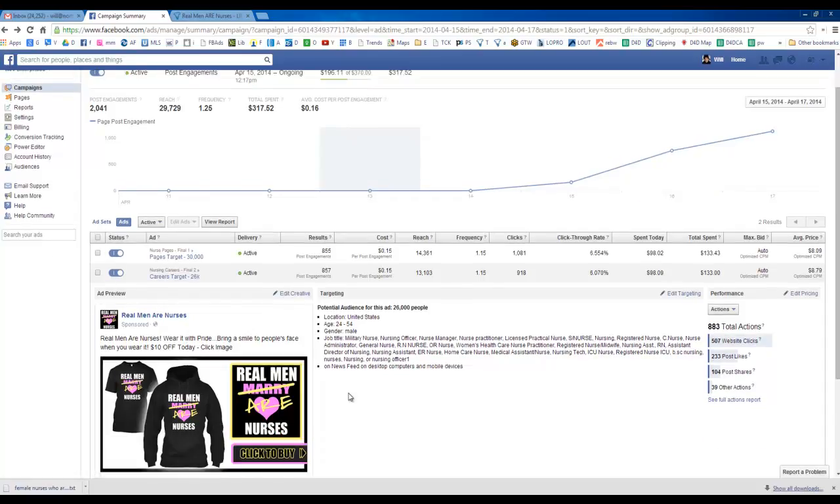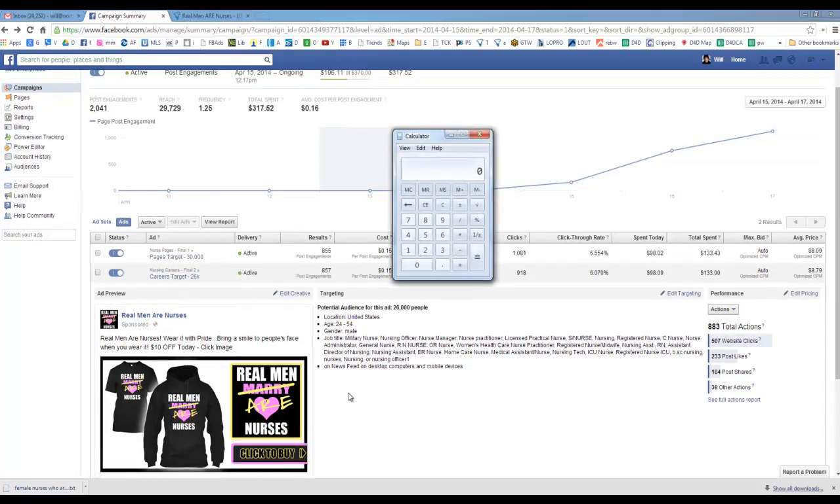But as usual, I just want to check in and see where we are on cost per click. So here on this ad, $133 spent divided by 507 website clicks gives us 26 cents. Now that's up quite a bit. Remember, at our best we were probably around 17, 18 cents. So that's increased to about 26.2 cents.